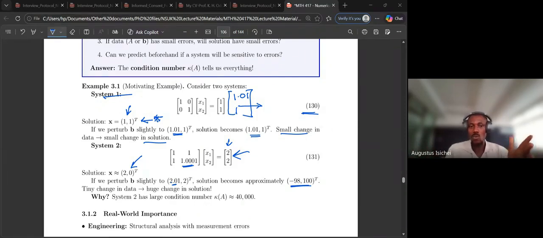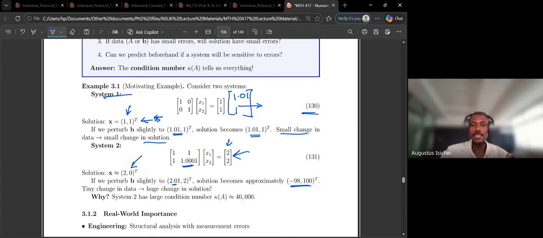Now, the question is why? Why did we notice this? We noticed this because system 2 has a large condition number. It is approximately equal to 40,000. That is the condition number for system 2.